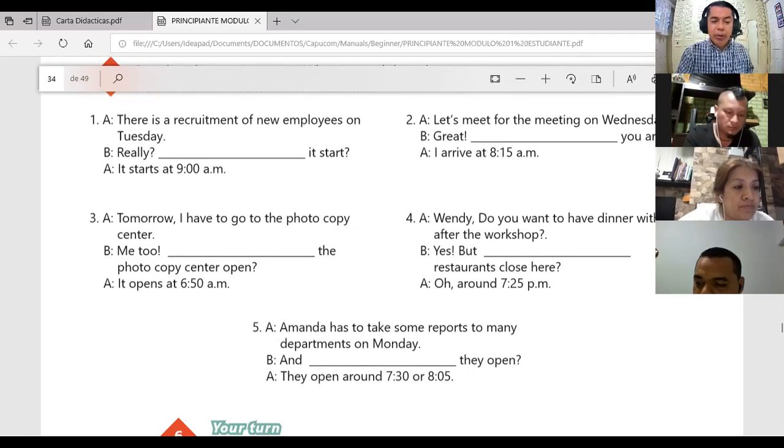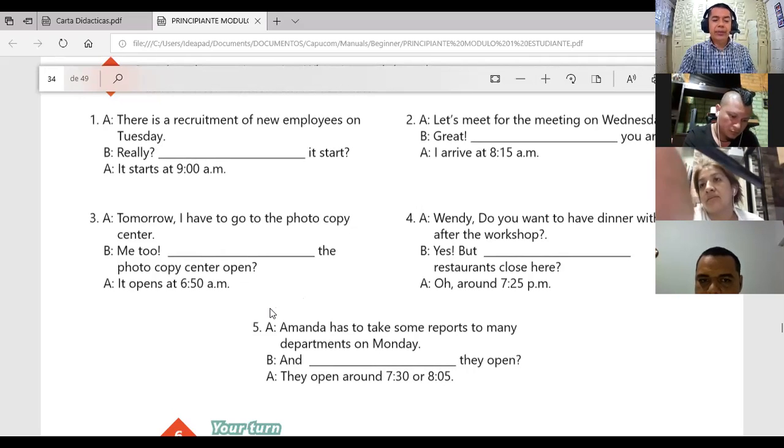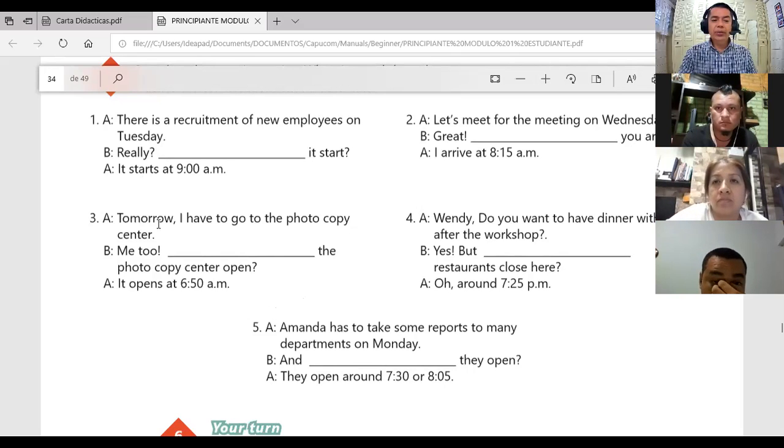Do you see the book, right? Pueden ver el libro, ¿verdad? ¿Se ve el libro, Carlita? Sí, ok, thank you. Ok, good. Now let's do it, please. 1, 2, 3, and 4, right? Ok, do it.